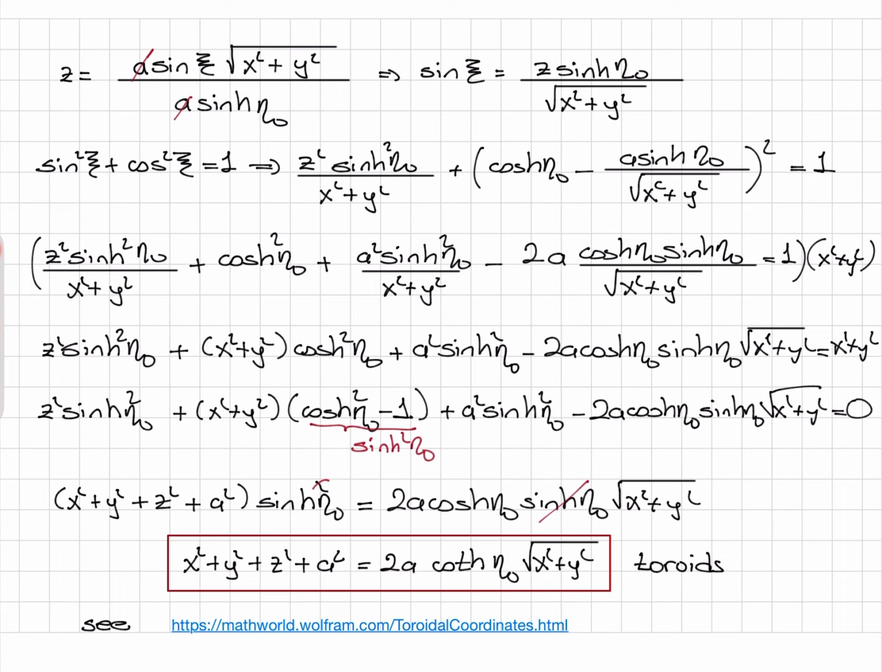I have each of these terms having a sine hyperbolic square. So sine hyperbolic square parentheses, I obtain x squared plus y squared plus z squared plus a squared. And on the right hand side, I have, taking this to the right hand side, 2a cosine hyperbolic sine hyperbolic square root of x squared plus y squared. After this cancellation, I obtain the equation of a toroid with a major radius a cotangent hyperbolic eta 0, and you can play with this using this website here, and we're going to elaborate on this more when we do part B.